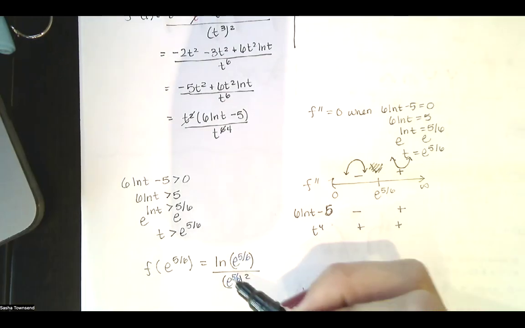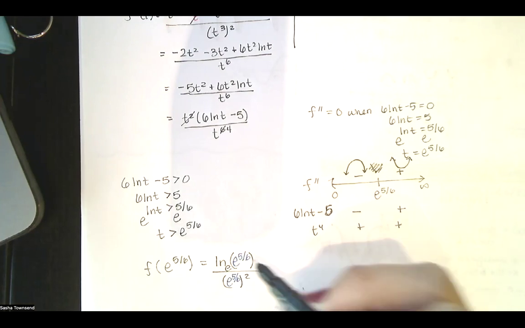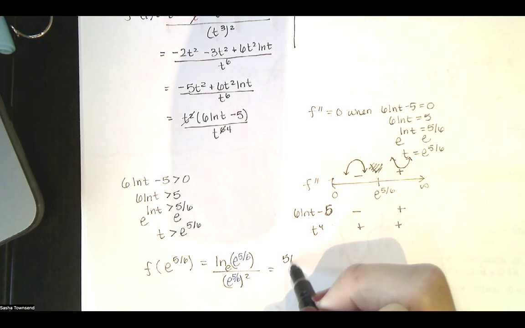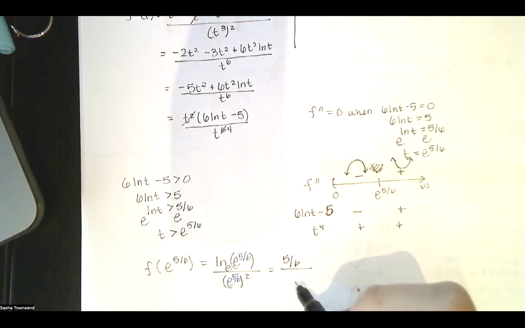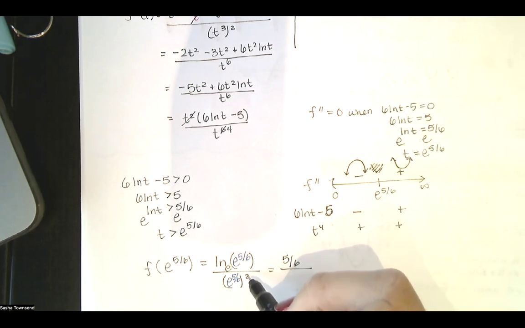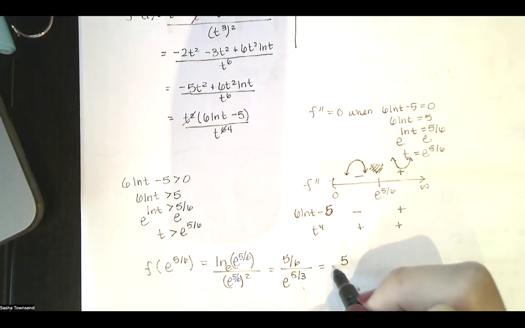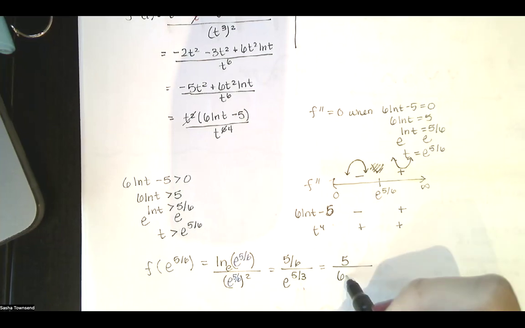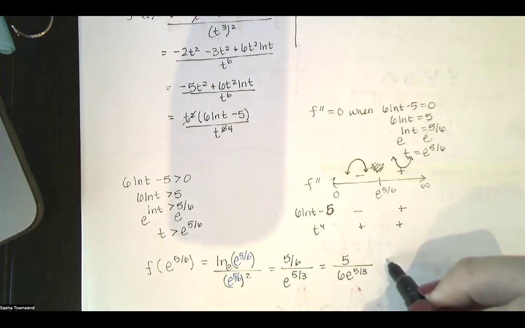Now, every time you see a log, it's asking you a question. Take the base: e to what power is e to the 5/6? It's just 5/6. And then if we square this, we just multiply that exponent by 2. So 5/6 times 2 over 1 is 5 divided by 3. So that's going to leave a 5 in the numerator, and we can put that 6 in the denominator. So that's our y value there at the point of inflection.